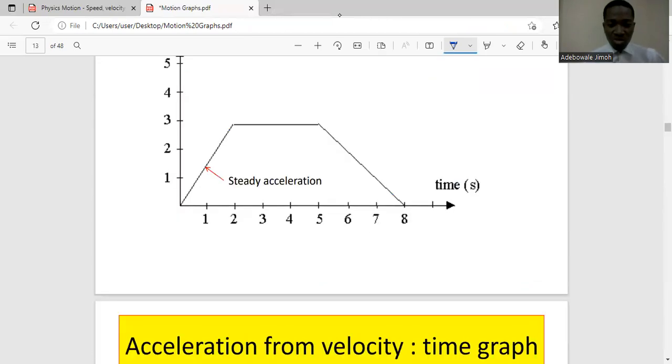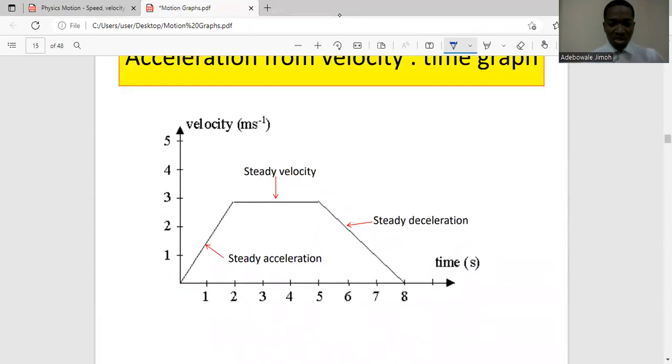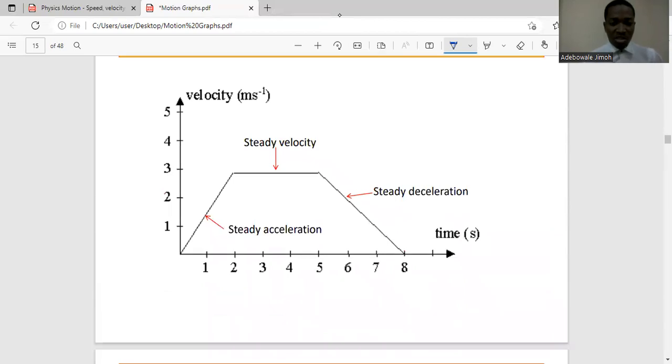So that is what this graph is explaining here. This steady acceleration, steady velocity, steady deceleration. If the acceleration was not steady, it will form the shape of a curve like this. If the velocity is not steady, the curve will still continue. And if deceleration is not steady, if deceleration is not uniform, it will form the shape of curves like this.